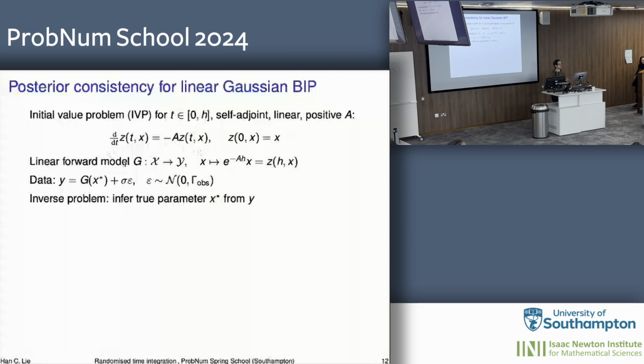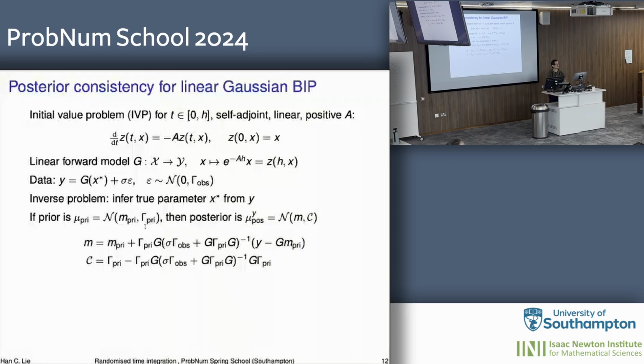The linear forward model is simple. It just says, starting from your initial condition, evolve forward for time h, which is small, right? As you all know, inferring the initial condition of a heat equation is an ill-posed inverse problem. It just doesn't work. So let's do it in a Bayesian way. We want to infer the true parameter, which is the initial condition, from the data, which is just an observation of the state of the system at time h.